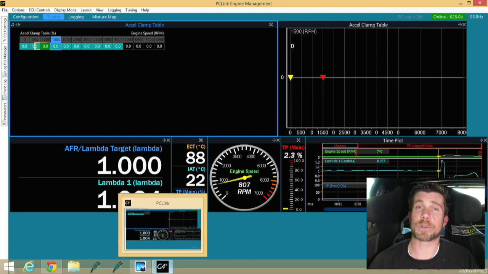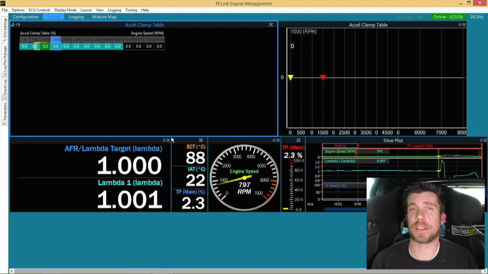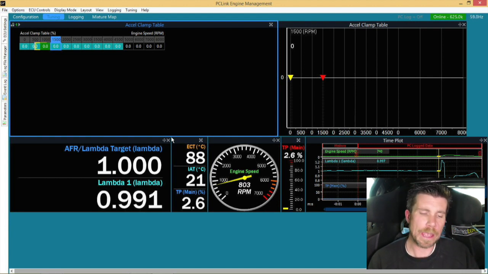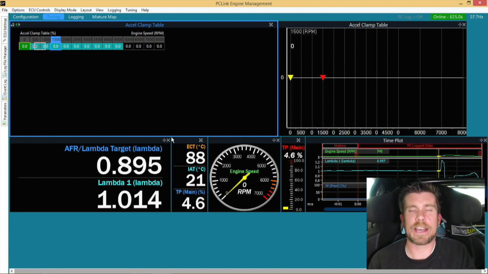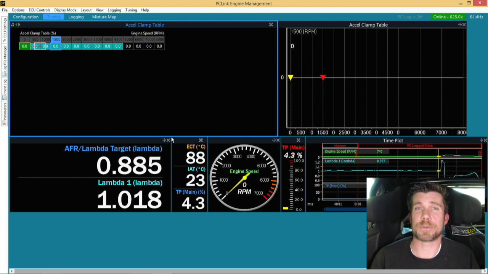Okay, we'll get into some questions now, so if you do have anything you want to know, this will be the time to ask them. Hopefully that has cleared up some of the issues around acceleration enrichment tuning. I know that it is an area that a lot of people do struggle with.